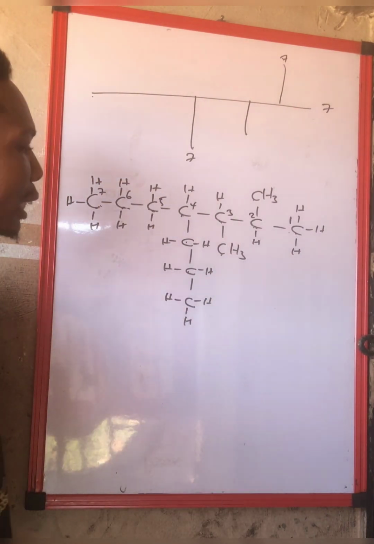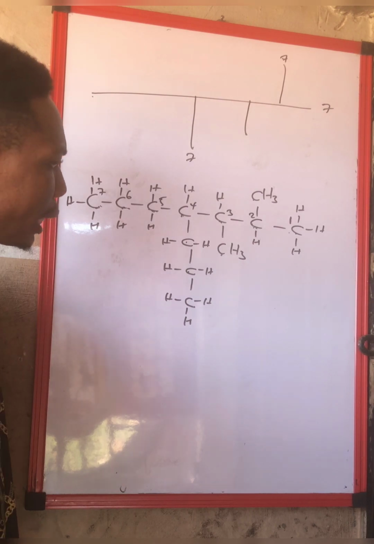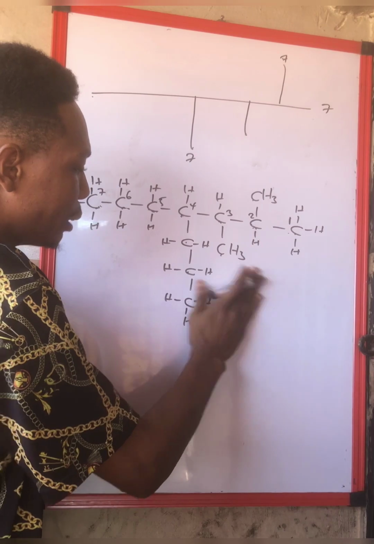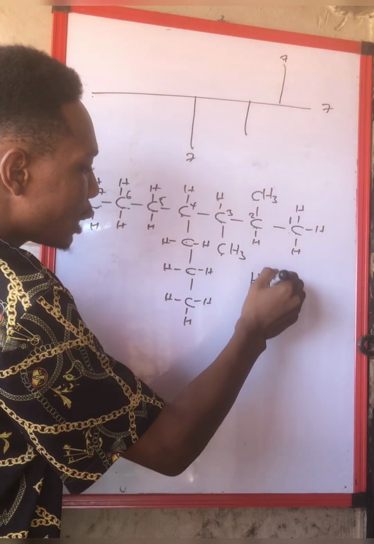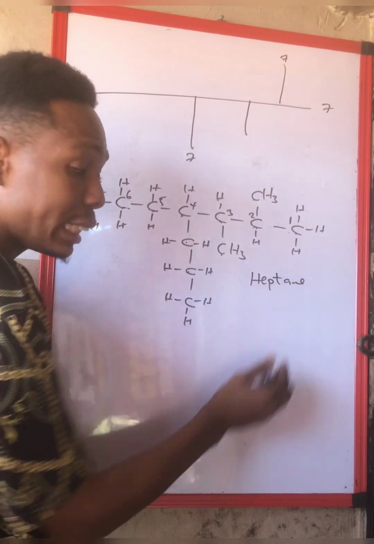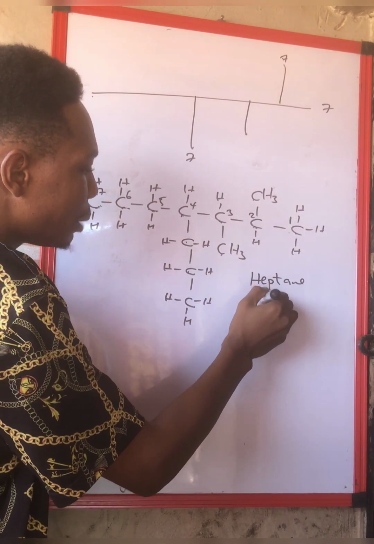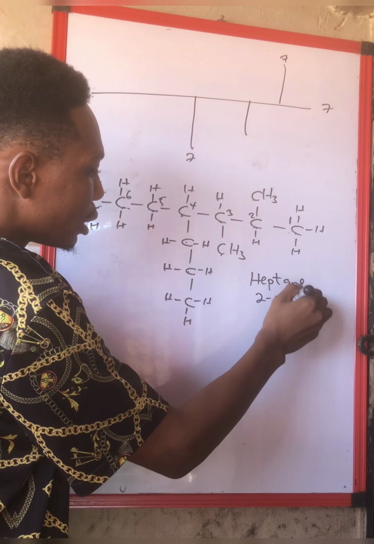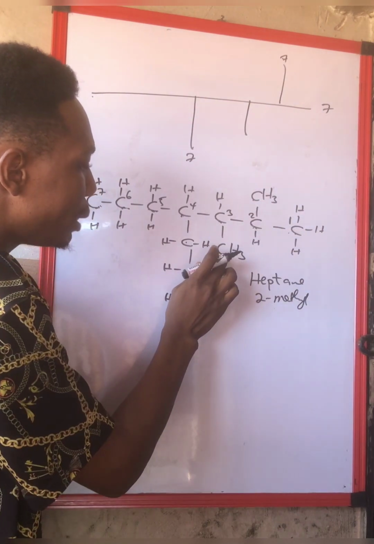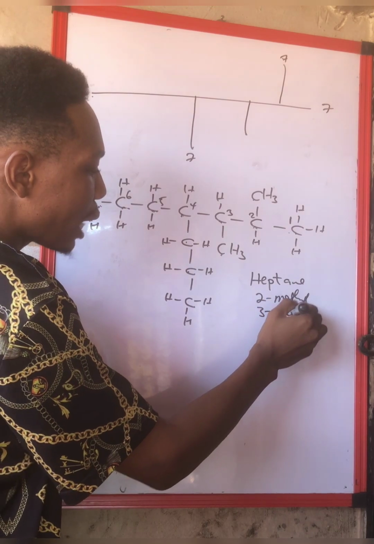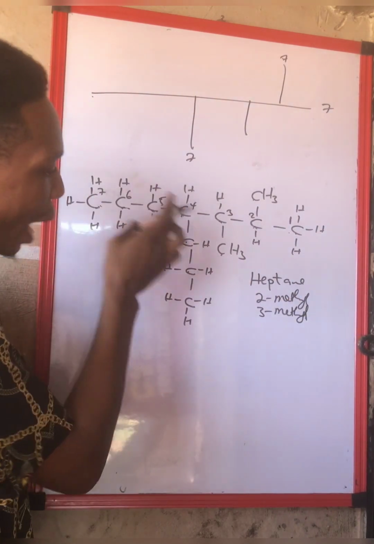All right, in counting it that way, this 7 is known as what? Hept. 7 is known as hept. It becomes what? Heptane. This is the alkane family. So now my methyl, I have 2-methyl. This is methyl. This is also methyl. And methyl is found in carbon 3, 3-methyl.